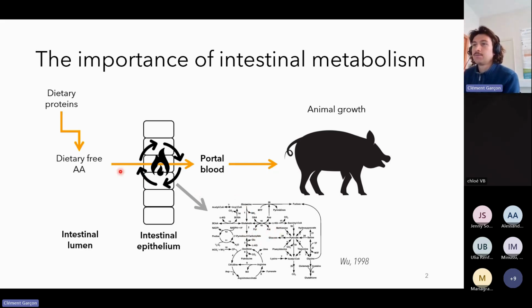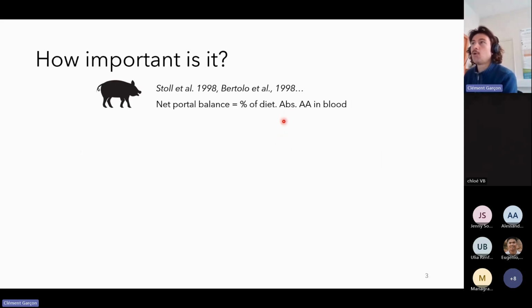So that means that there is a difference between the dietary free amino acids that you find in the intestinal domain and the dietary free amino acids that you find then in the portal blood. And so with this difference, the question would be how important is this difference and how important intestinal metabolism is. And there have been studies in vivo that studied it, and they measure what they call net portal balance. So it's a bit complicated, but it's basically the percentage of dietary absorbed amino acid that you find back in the blood. So basically the share of dietary amino acids that you have in the blood after digestion.